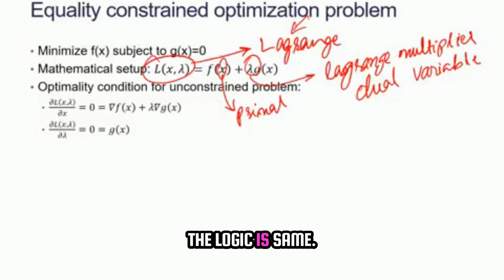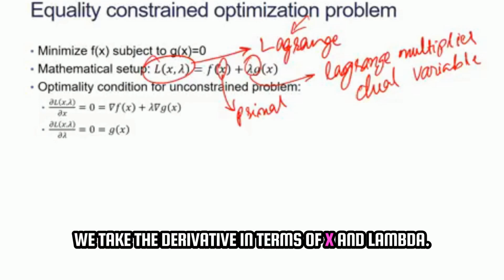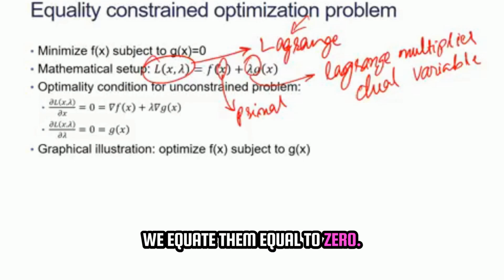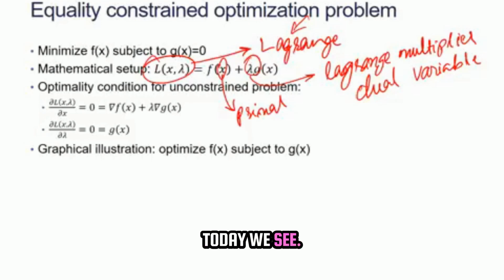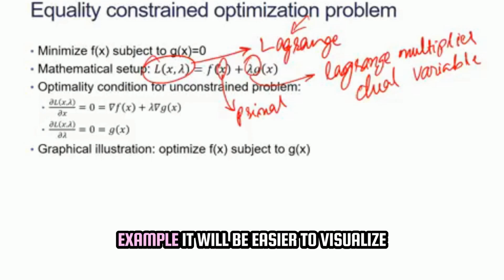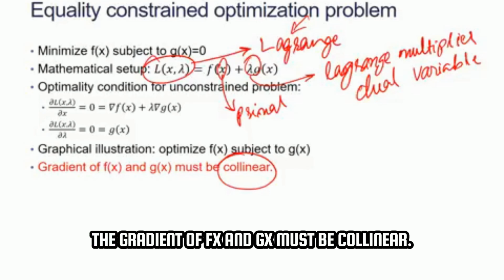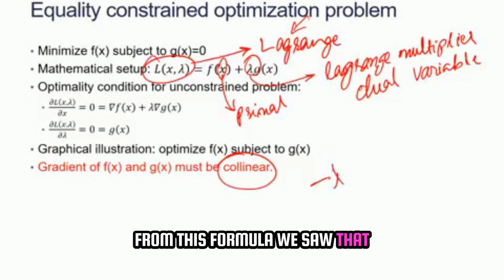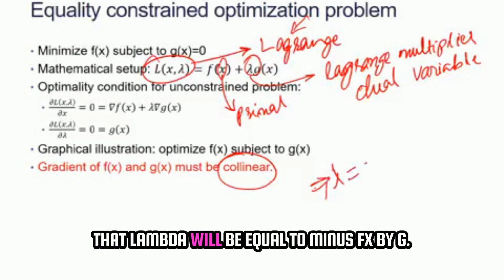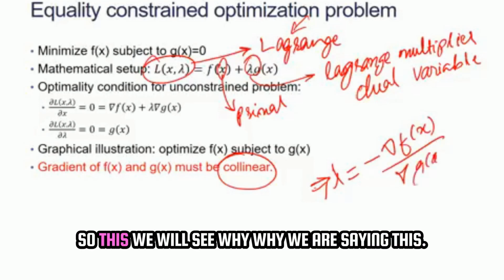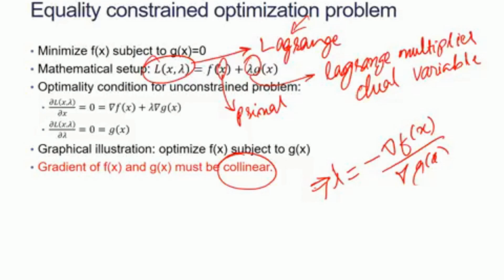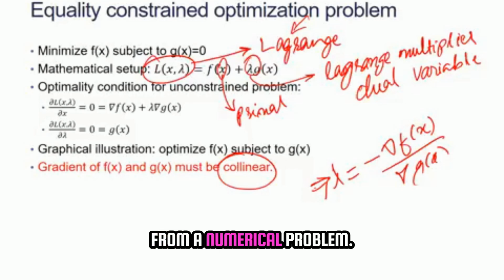The logic is the same. We take the derivative in terms of x and lambda, and we equate them to zero. The graphical illustration we will see today once we solve a numerical example. It will be easier to visualize. And what I was saying in the last class is that the gradient of f(x) and g(x) must be collinear. From this formula we saw that lambda will be equal to minus f'(x) by g'(x). Why we are saying this, we will see from a numerical problem.